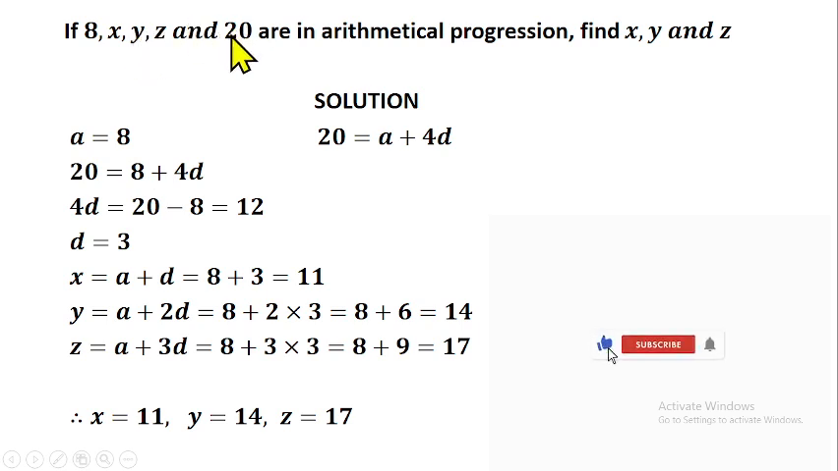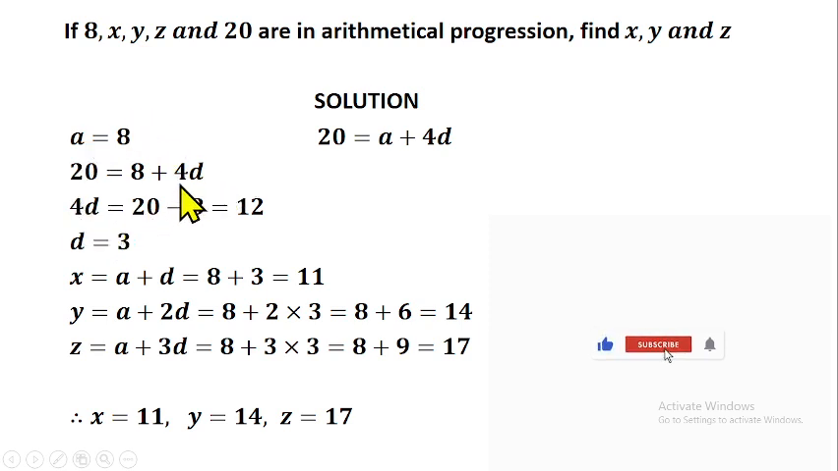Then the fifth term. What is the fifth term? The fifth term is 20. And what's the fifth term of an AP? A plus 4D. So a plus 4D is equal to 20. This is the first, second, third, fourth, and the fifth. What's the value of the fifth term? It is 20. So 20 is equal to a plus 4D. Since we know our first term, which is 8, we can put that here. So we have 20 equals 8 plus 4D.